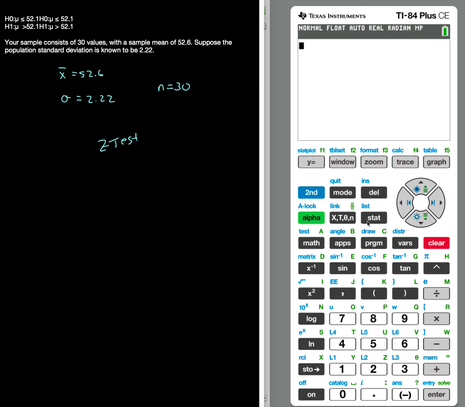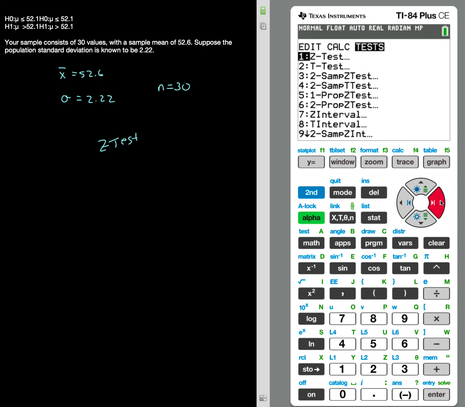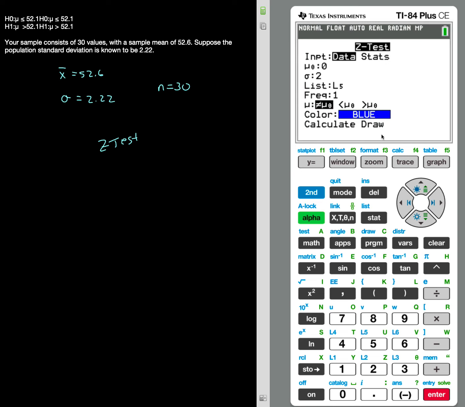So we find it in STAT, and we scroll over to TESTS, the same way that we did with confidence intervals, and all the stuff that ends in "test" is up here. Obviously use z-test when sigma is known, and t-test when sigma is unknown, and the rest of the options are here as well. But we're going to do z-test for this example. And again, you see that you have Data and Stats, just like you did with confidence intervals.